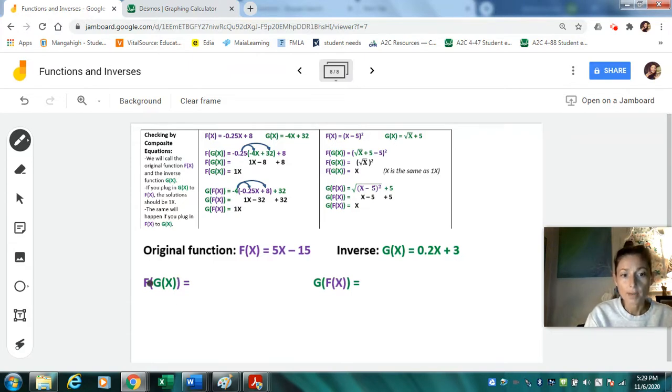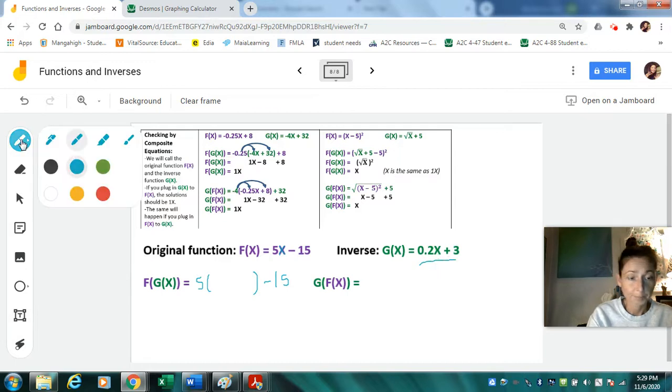So if I wanted to do f of g of x, which is a composite function, meaning I'm putting one into the other, I'm taking this part here, 5x minus 15. And instead of the x, I'm going to be plugging in the other function. So I'm going to take this x, and that's what's going to get replaced with this over here.